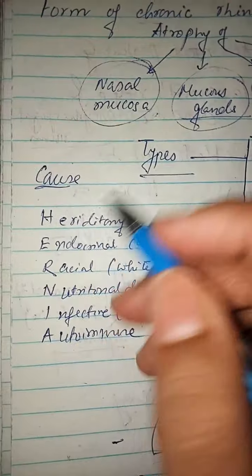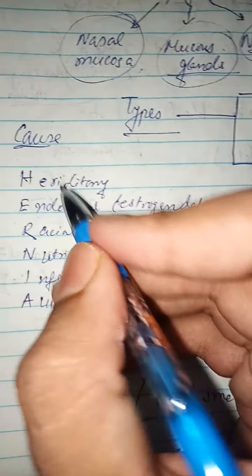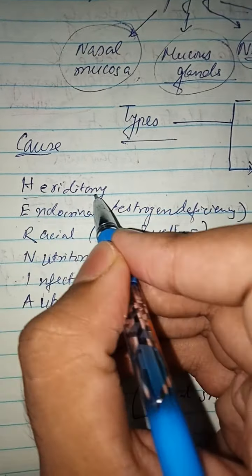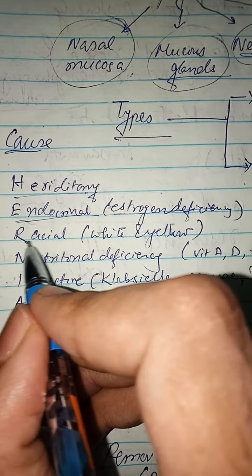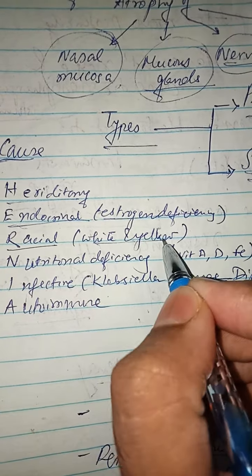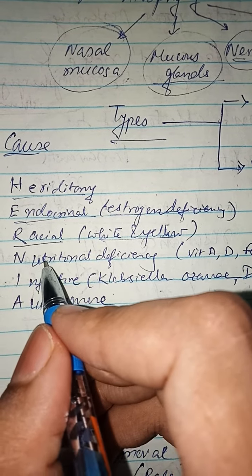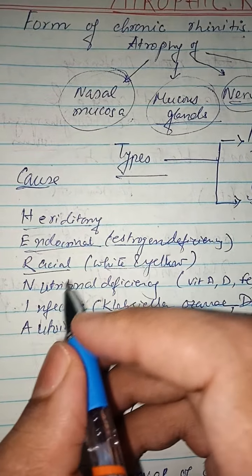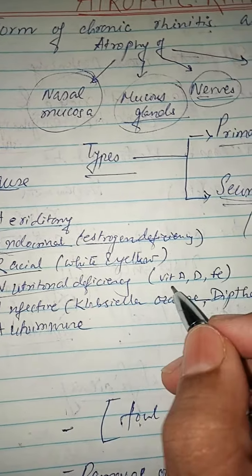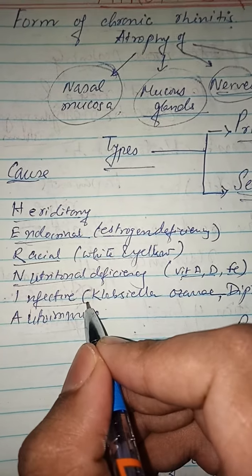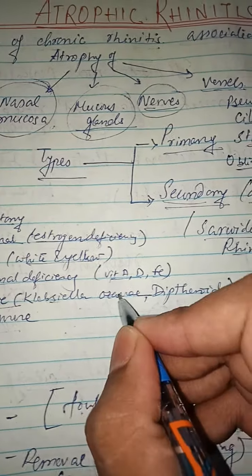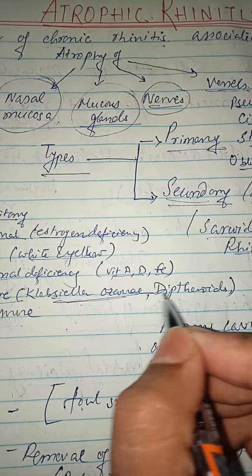What is the cause of primary atrophic rhinitis? The mnemonic is HERNIA. H for hereditary cause, E for endocrinal cause like estrogen deficiency, R for racial, that is white and yellow races are mainly prone to atrophic rhinitis, N for nutrition deficiency, vitamin A, D and iron, I for infection like Klebsiella ozaenae, which is the main bacteria which causes the infection, or diphtheroid bacillus, and A for the autoimmune cause.